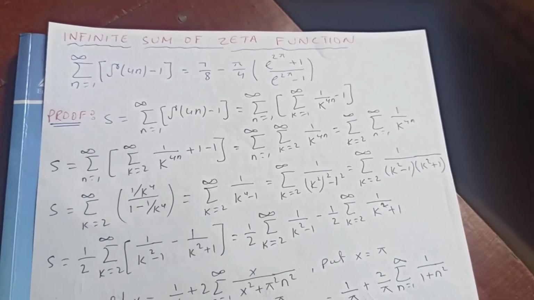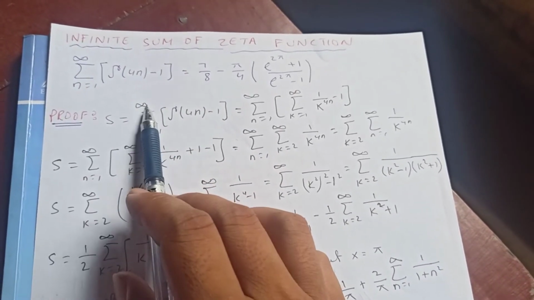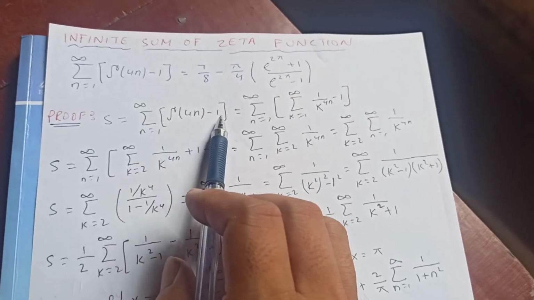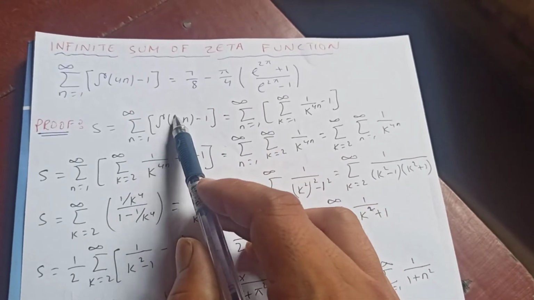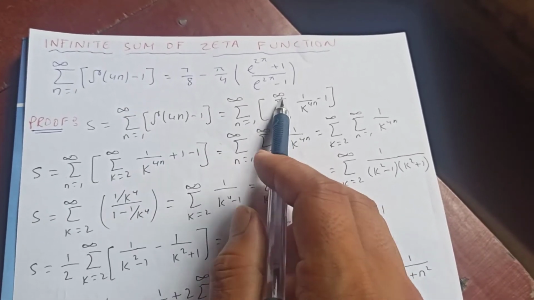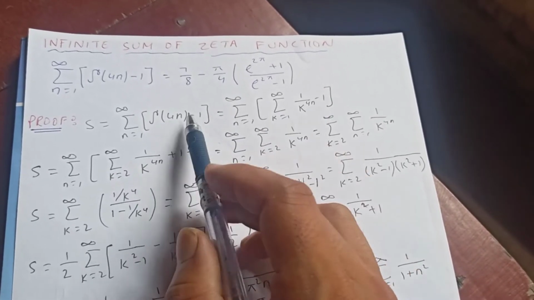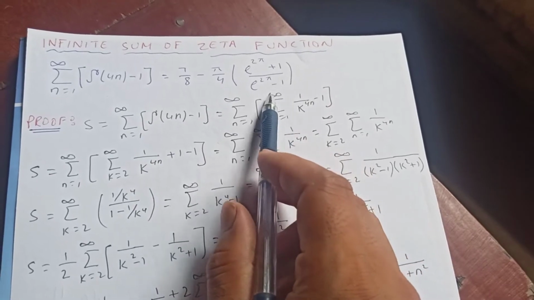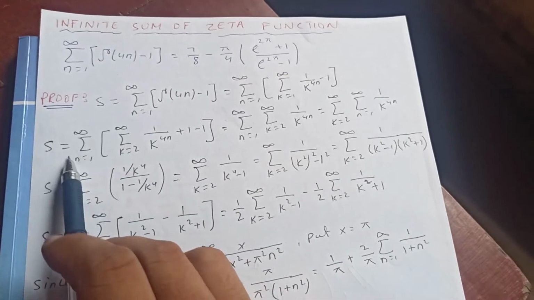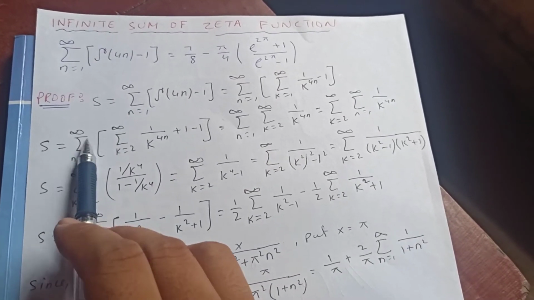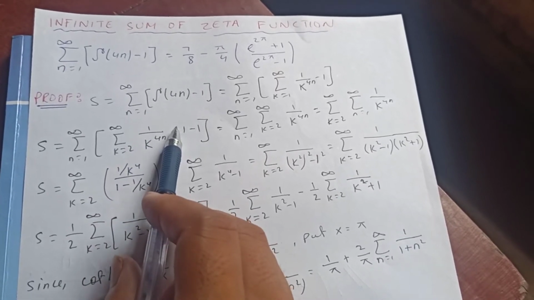Now let me say S is this sum, the sum from n equal to 1 to infinity of zeta of 4n minus 1, which is the sum from n equal to 1 to infinity of the sum from k equal to 1 to infinity of 1 over k to the 4n minus 1. This summation is the definition of the zeta function. So now S is equal to the sum from n equal to 1 to infinity, sum from k equal to 2 to infinity of 1 over k to the 4n plus 1. This plus 1 comes from this one.